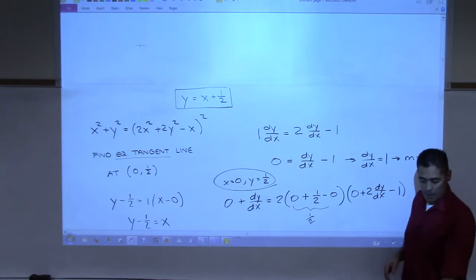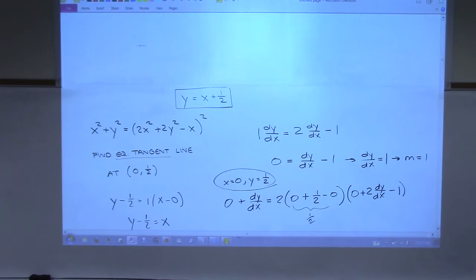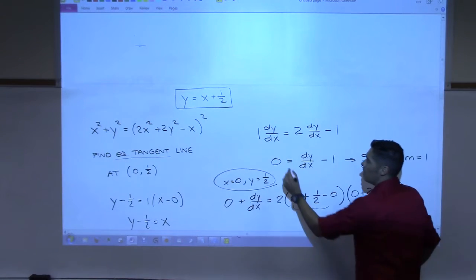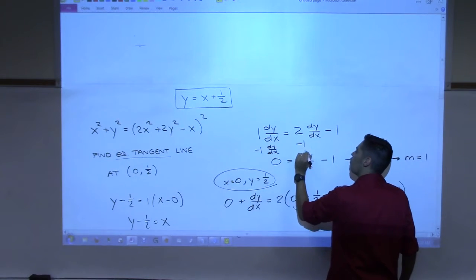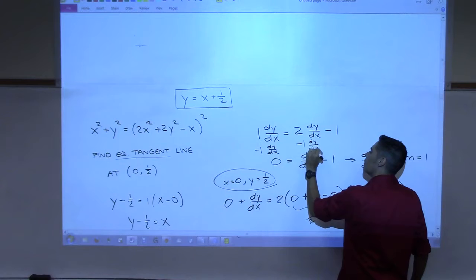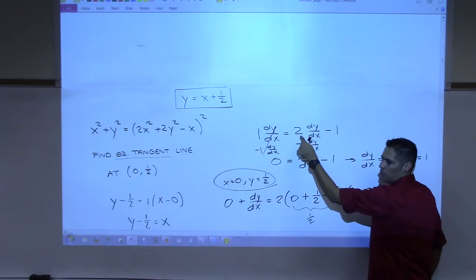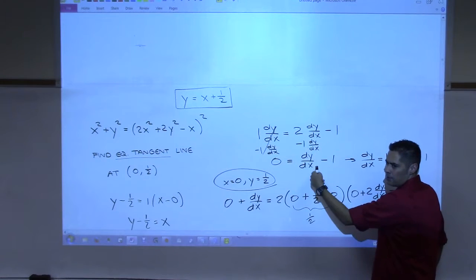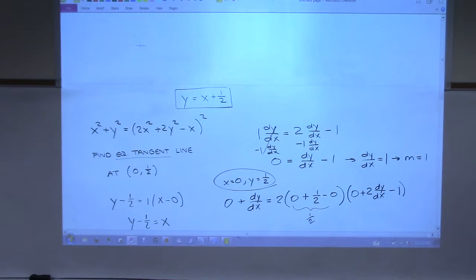If you graph that line, it should be tangent to this curve at the point (0, 1/2) and have the slope of 1. Yes? How do you get from the top to 0 equals dy/dx? Okay, I subtracted one of these and subtracted one of them. This is 0. Two apples minus one apple is an apple. That makes sense? Because they're like terms. It's kind of like when you're solving for x. They're the same thing, so you can add and subtract both sides.